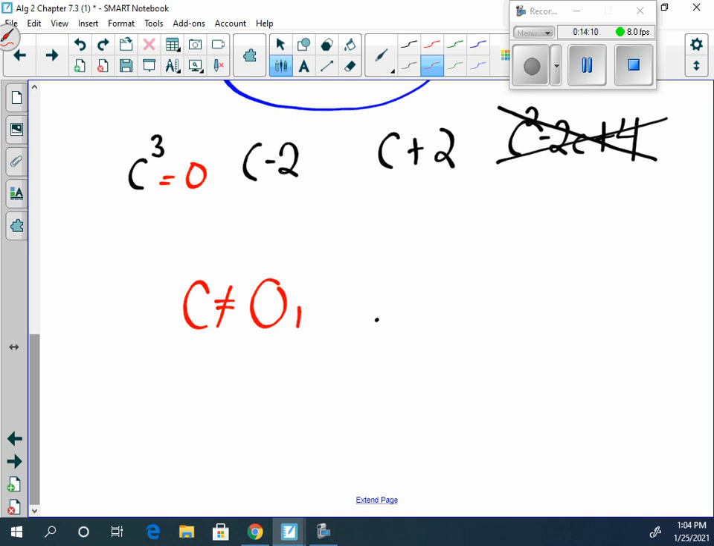Because we could solve it by taking the cubed root of both sides, and if we take the cubed root of both sides, well, we would just get C equals 0. How about for our next one? What's going to make C minus 2 equal 0? 2. Because 2 minus 2 is 0. And last but not least, C plus 2. What's going to make C plus 2 equal 0?